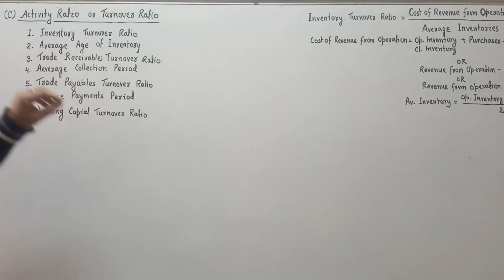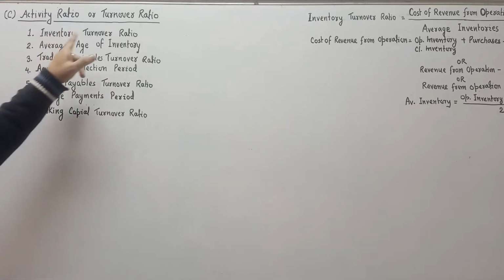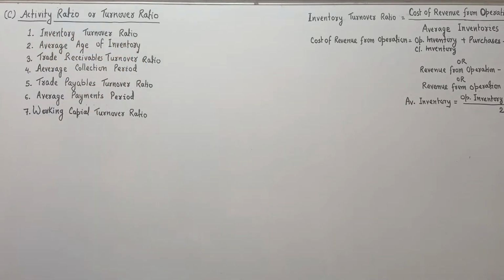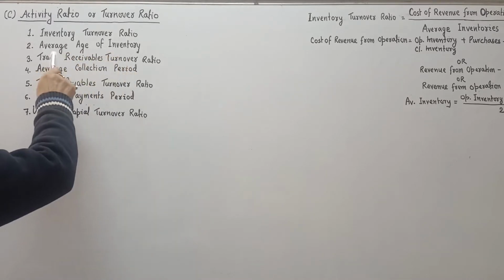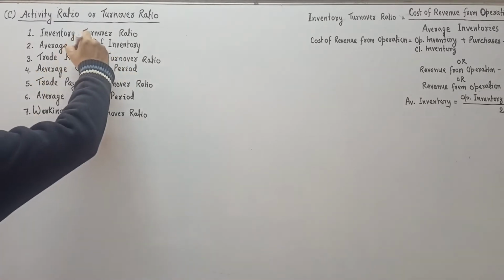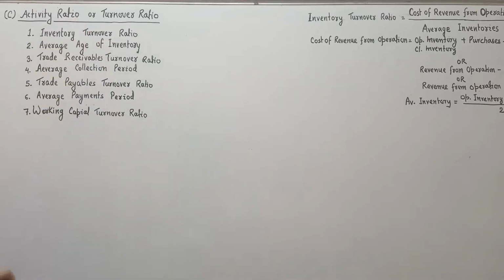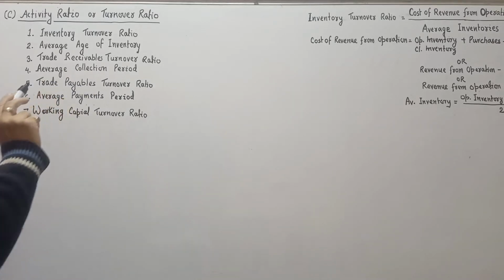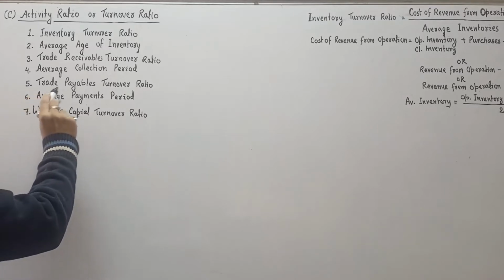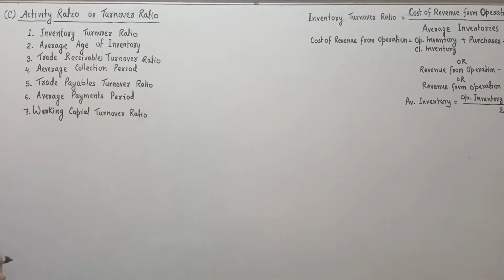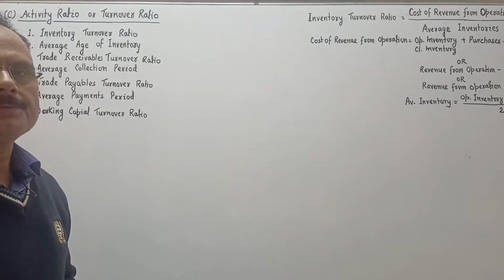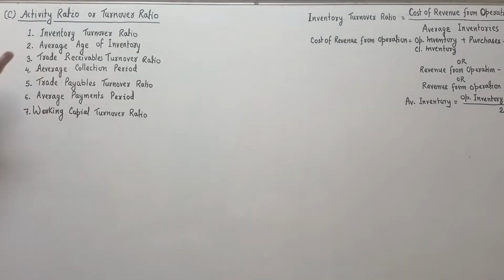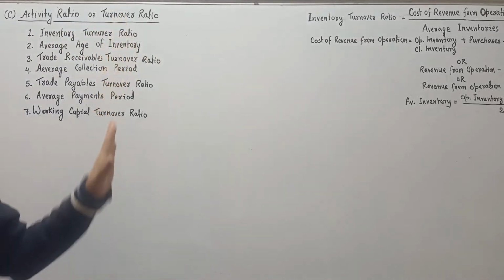Under this ratio, we will calculate these ratios: inventory turnover ratio, average age of inventory, trade receivable turnover ratio, average collection period, trade payables turnover ratio, average payment period, and working capital turnover ratio. So one by one we will see all these ratios under the activity ratio.